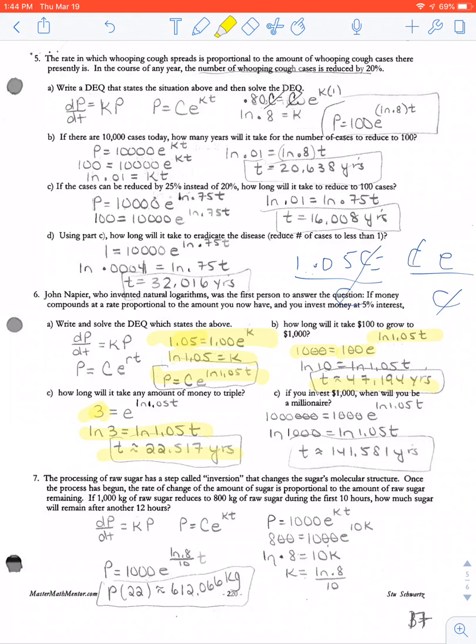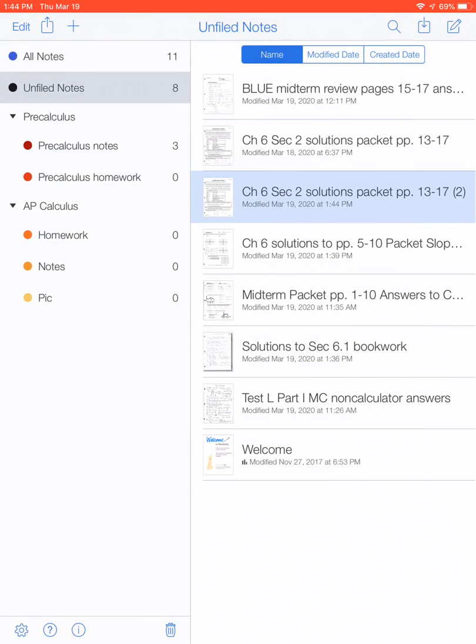And then if you invest $1,000, so there's your initial, will you be a millionaire? So we want to see if you have $1 million. If you divide both sides by 1,000, ln both sides, you'll get 141.581, and you could figure out that that's in years, so the answer would probably be no. Okay, so I think I got all of the questions from pages 15 to 17.